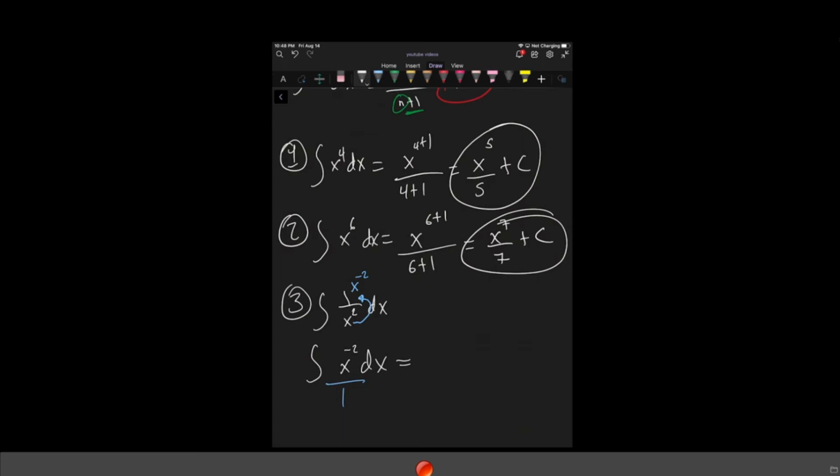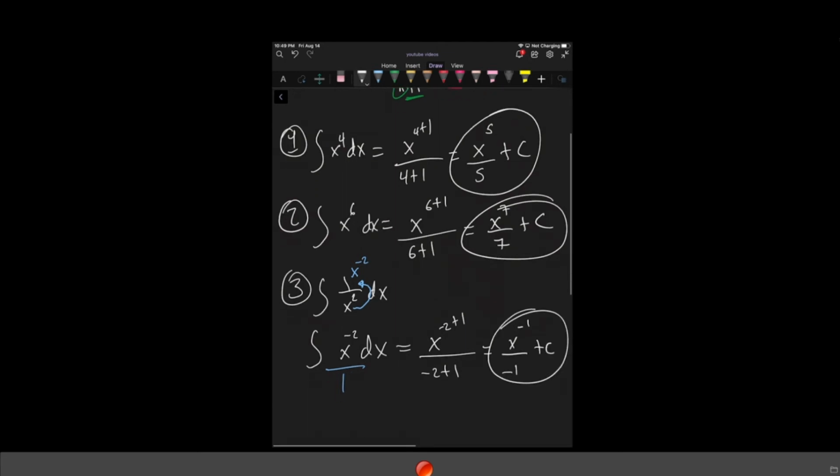So now, like I said, this way is so much easier to apply the reverse power rule. So let's keep going, and like the reverse power rule says, we have to add 1 to our power and then divide by the power plus 1, which is going to be x to the negative 1 over negative 1, plus c. We can leave this as our answer, and this is going to be right.